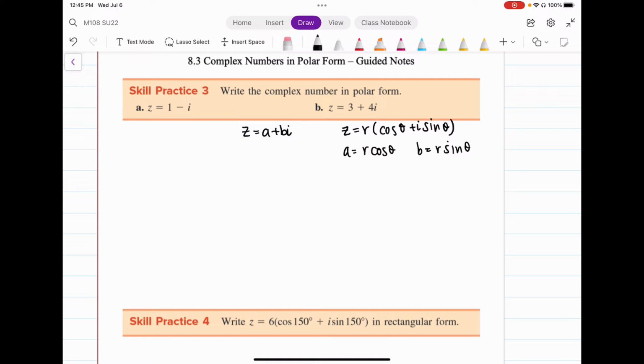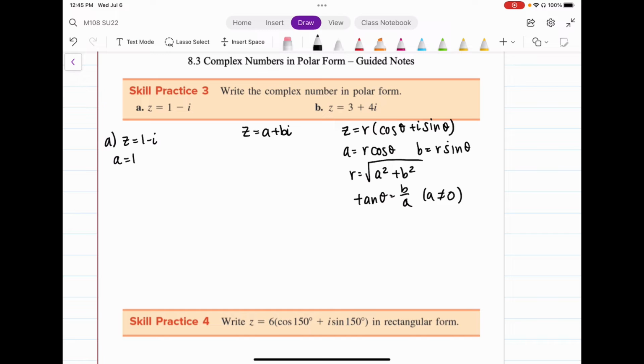A is the real, which is similar to the horizontal axis, and b is the imaginary, which is the vertical axis. We also know that r is equal to the square root of a squared plus b squared, and we know that the tangent of theta is equal to b over a as long as a isn't equal to 0. So we're going to use those properties to go from polar form to rectangular form and rectangular form to polar form. Let's start out with a, where we have that z equals 1 minus i.